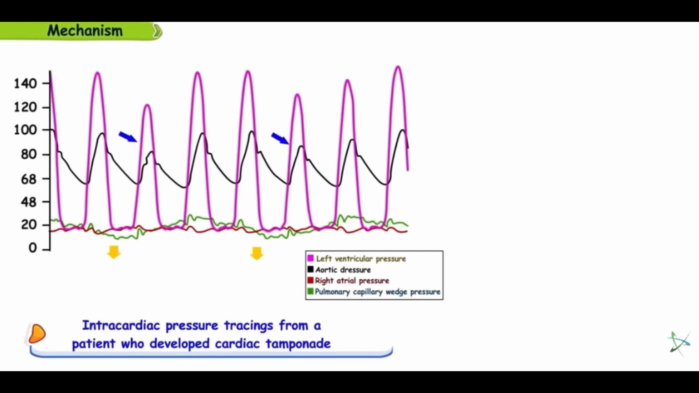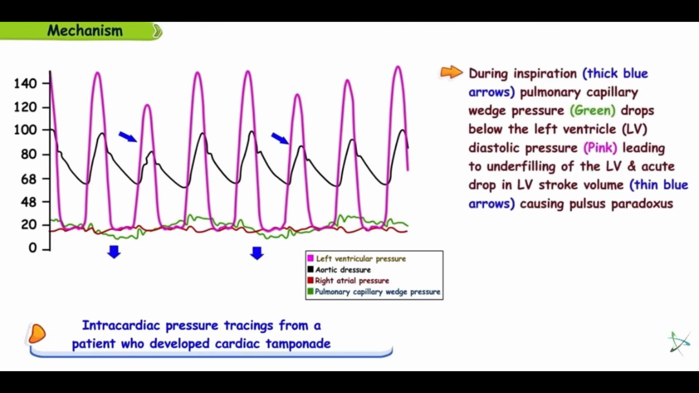Here's a graph demonstrating the mechanism of Pulsus Paradoxus. The intracardiac pressure tracings from a patient who developed cardiac tamponade is described here. During inspiration, the pulmonary capillary wedge pressure drops below the left ventricular diastolic pressure, leading to underfilling of the left ventricle and an acute drop in the left ventricular stroke volume, causing Pulsus Paradoxus.